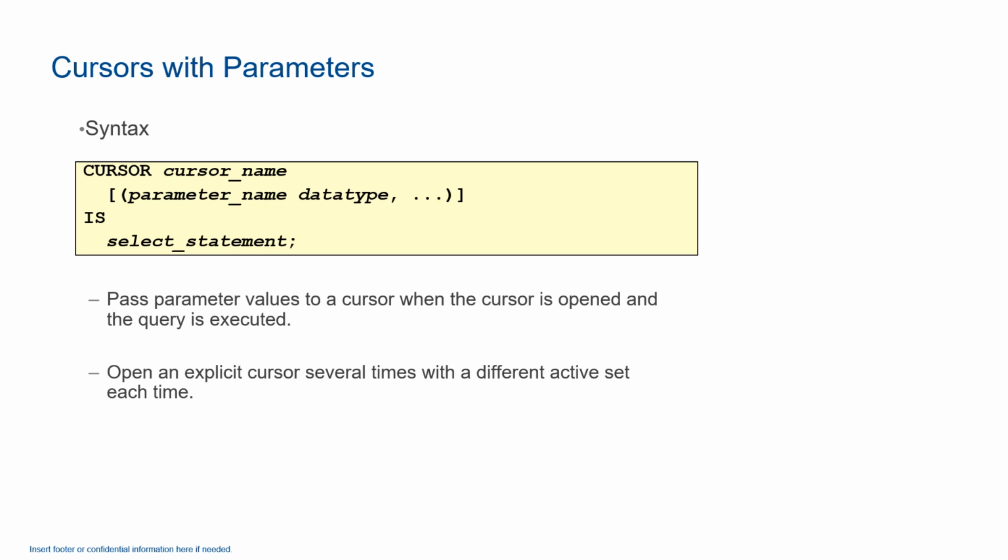The select statement passes parameter values to cursors when the cursor is opened and the query is executed. You can open an explicit cursor several times with a different active set each time. Suppose we are passing a parameter with the value 10. Again, we can open that cursor and write 20. So we can use it several times for the current active set.